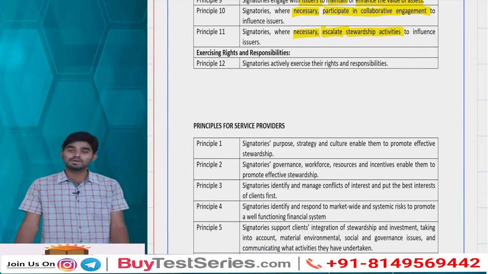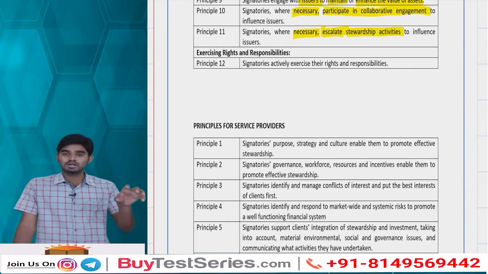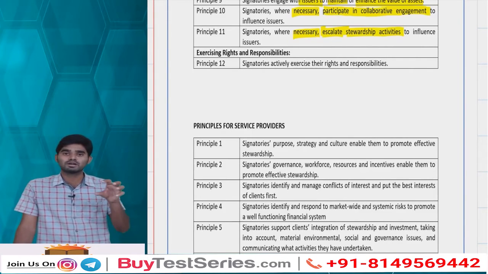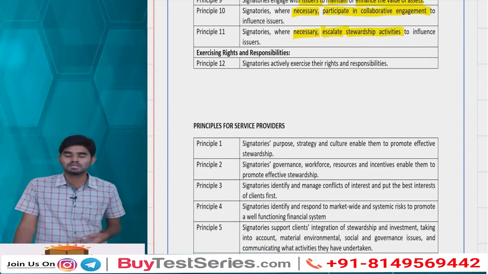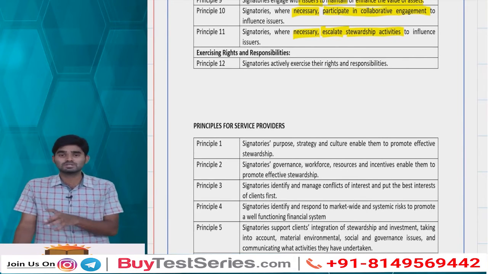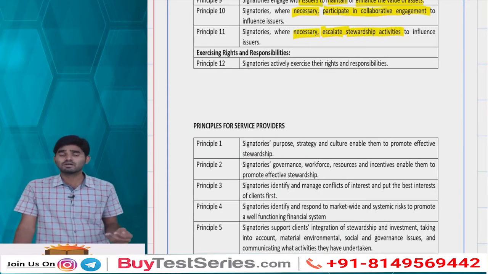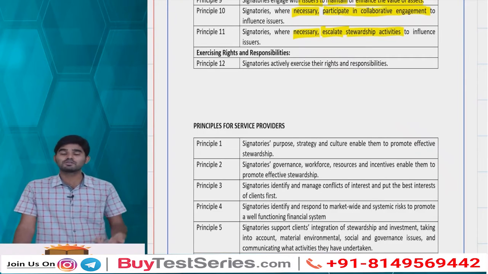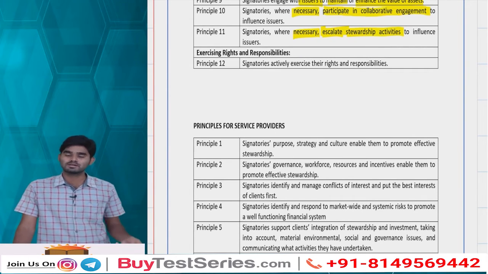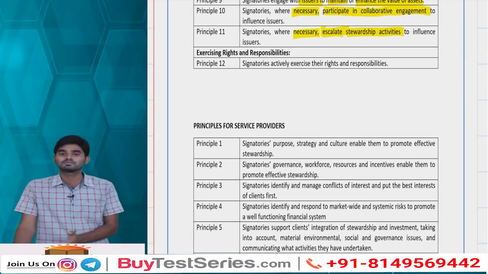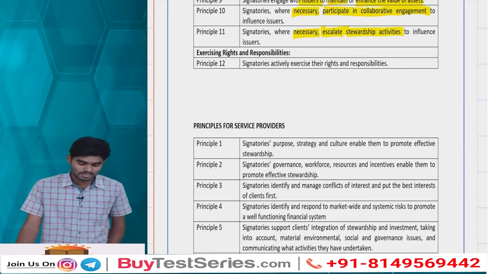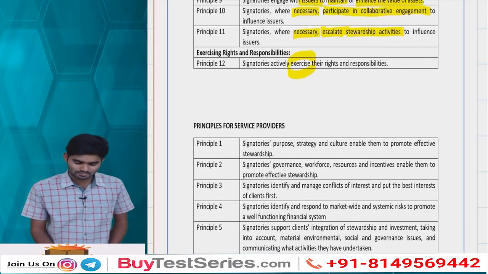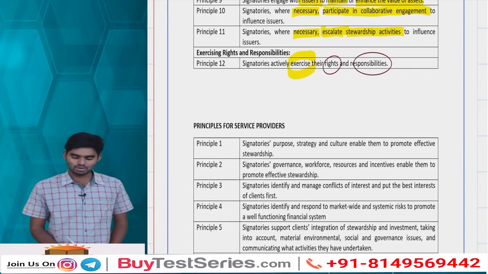So obviously, whenever you are making such an investment, you have a major role to play, because you are going to end up making an investment of some crores of amount. For example, an individual may invest 10 lakh or 1 lakh, but these institutional investors or asset managers may end up investing 500,000 crores. So you have a value in that particular company. So you have to raise your voice whenever the company is going beyond a particular law, or wherever you think that this could be done in a better manner, then you exercise your rights and responsibilities. So signatories actively exercise their rights and responsibilities.